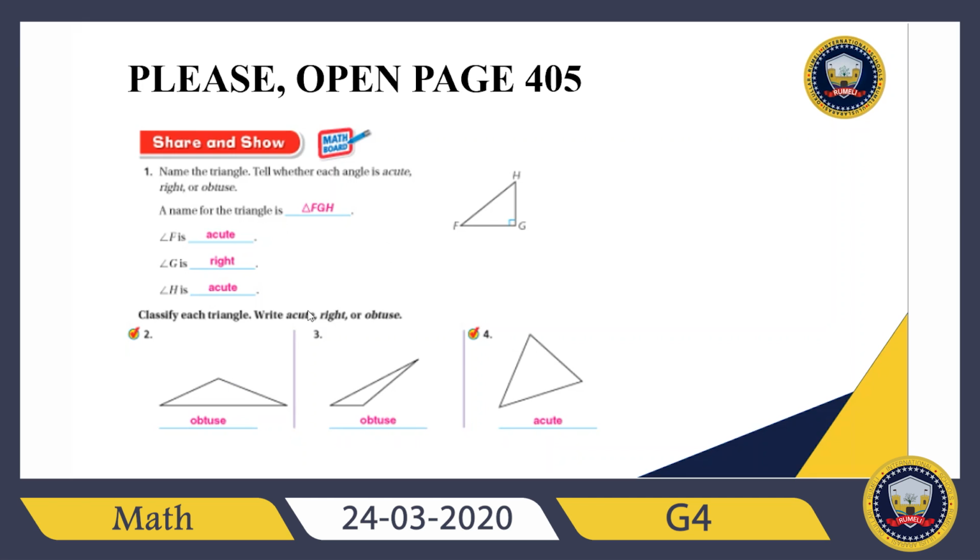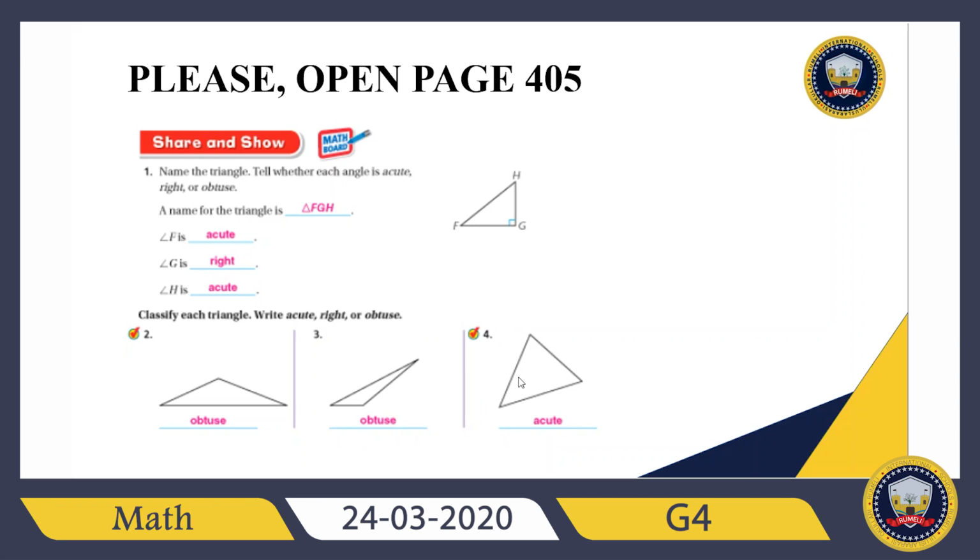Good. What about the third question? I know these two angles are acute angles, but the top one, this one, is greater than a right angle. So it is an obtuse angle. If there is one obtuse angle, I need to say this is an obtuse triangle. Good. What about the fourth question?